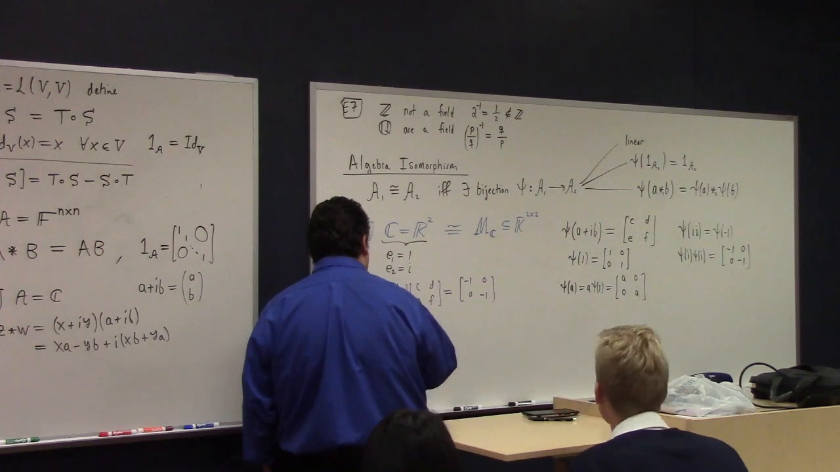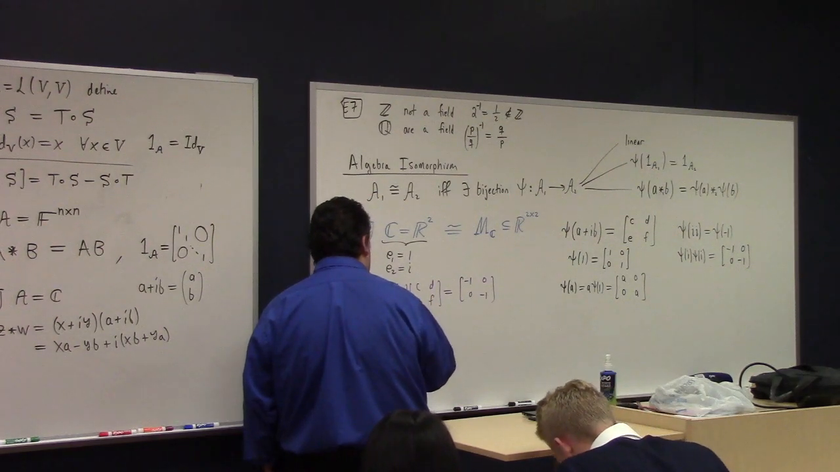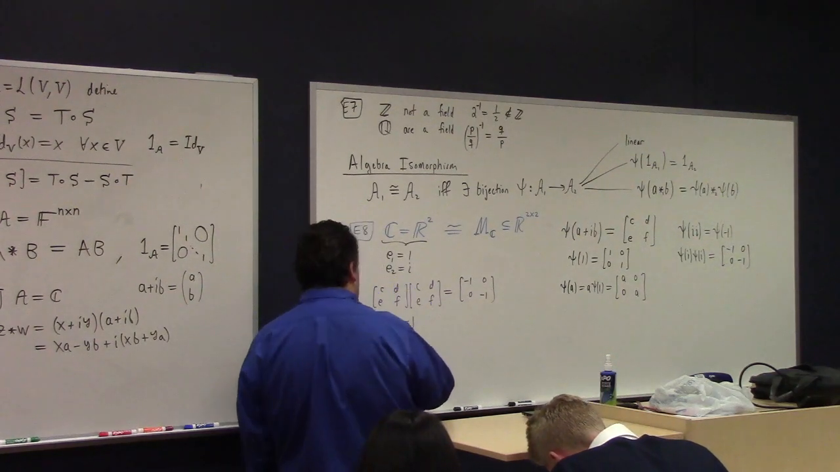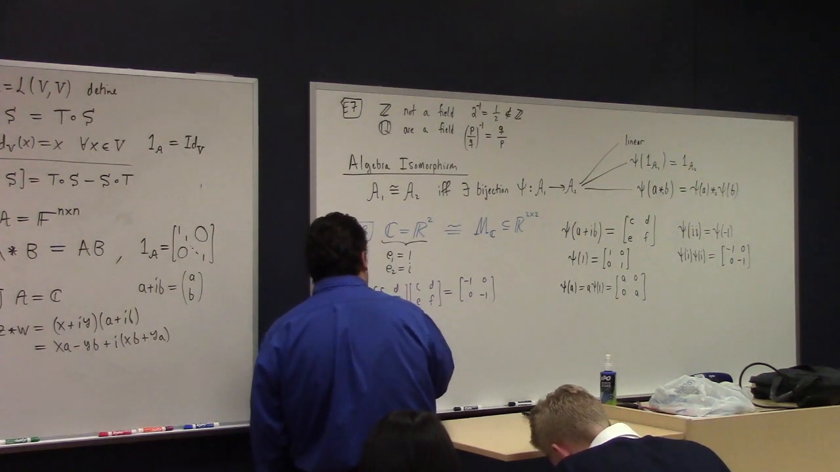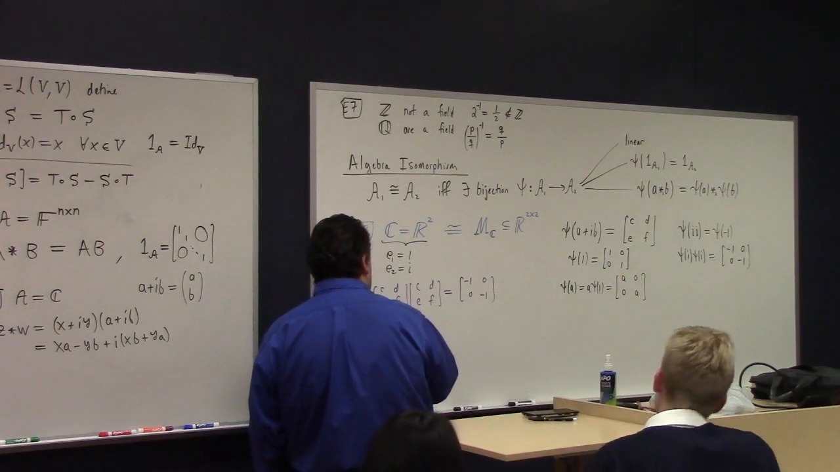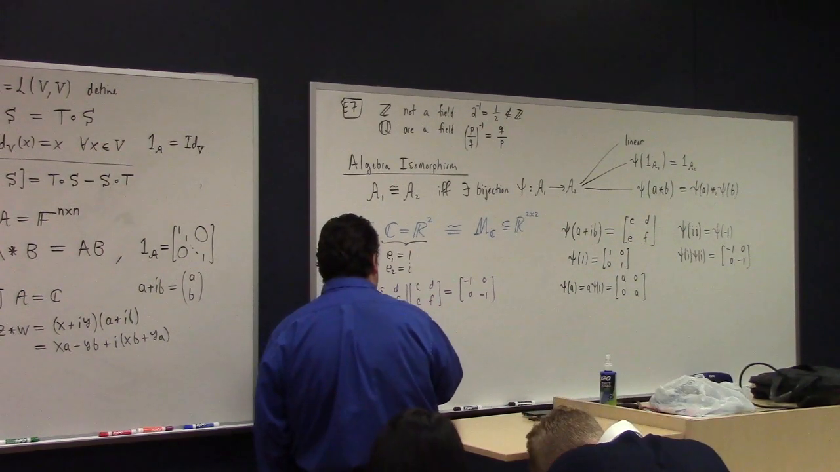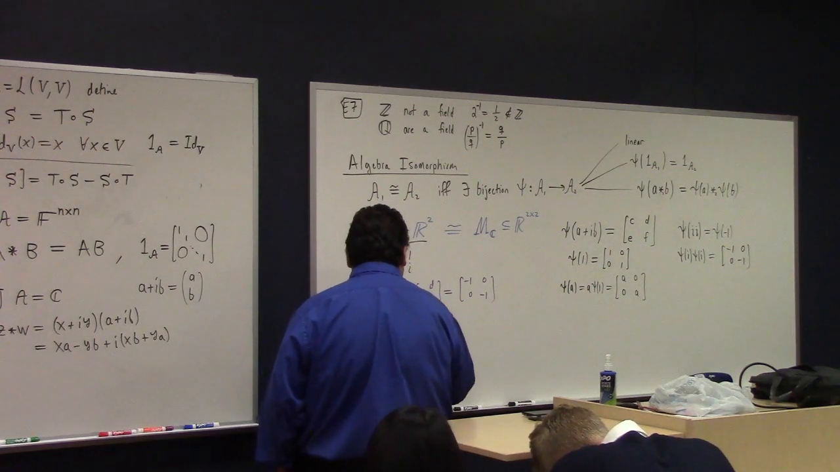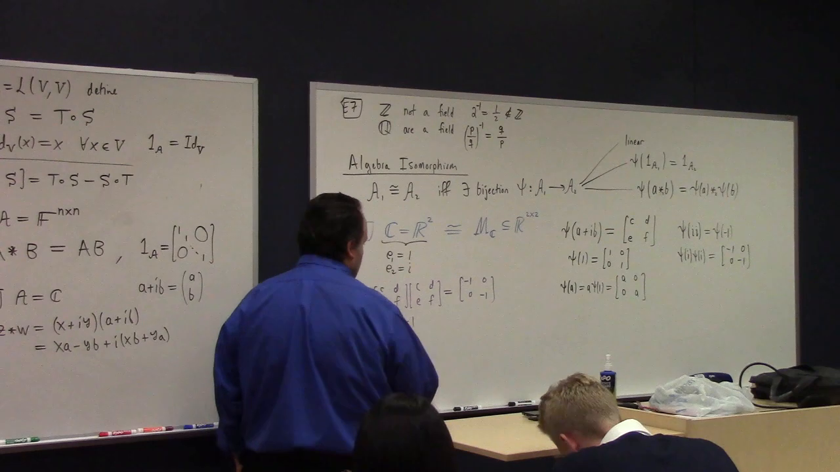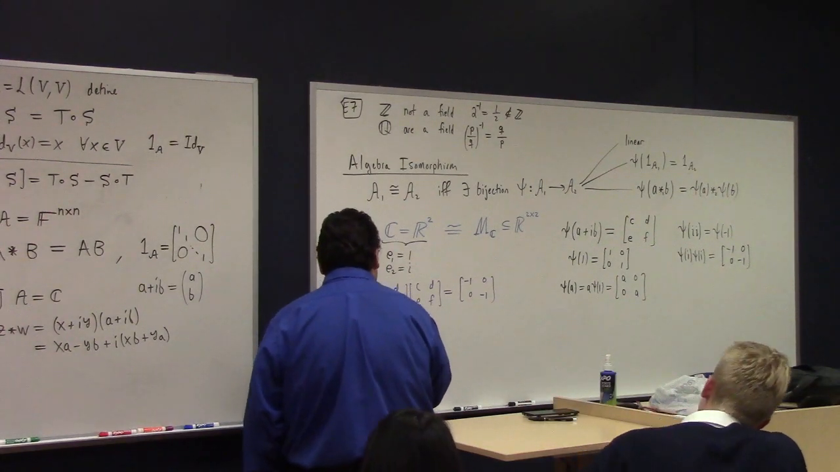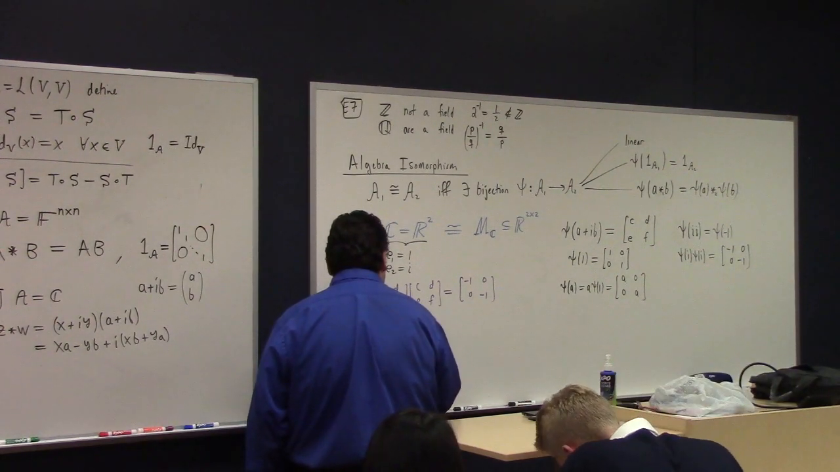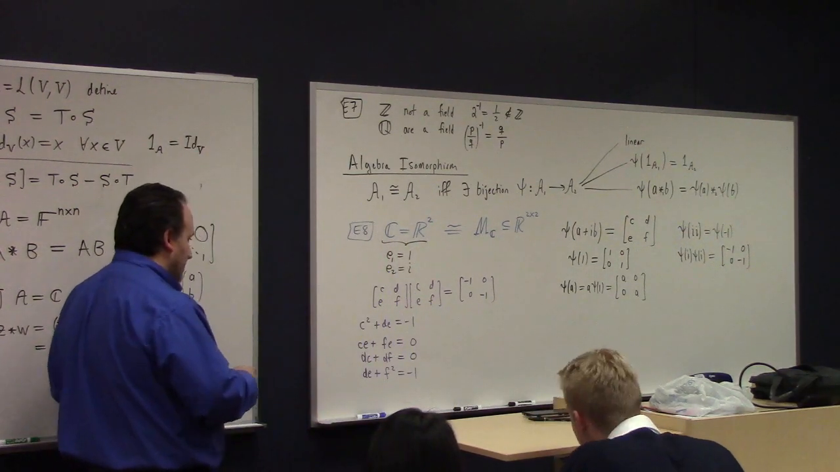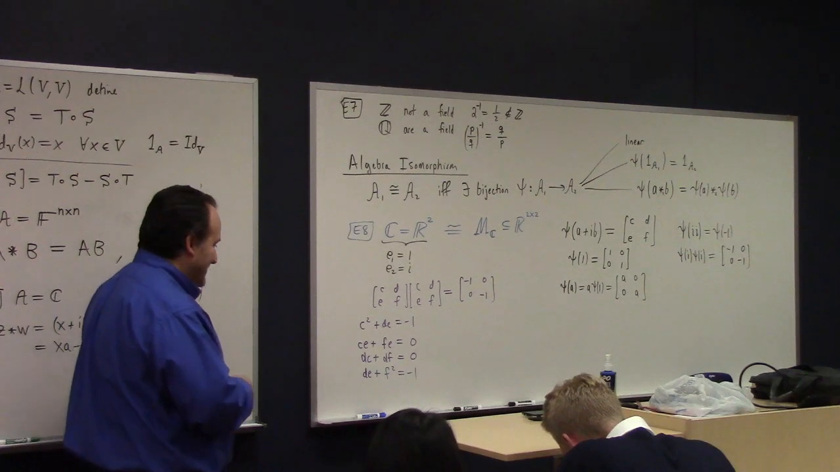and CE plus FE equals 0, and DC plus DF equals 0, and DE plus F squared equals minus 1. What does that tell us? Anything?